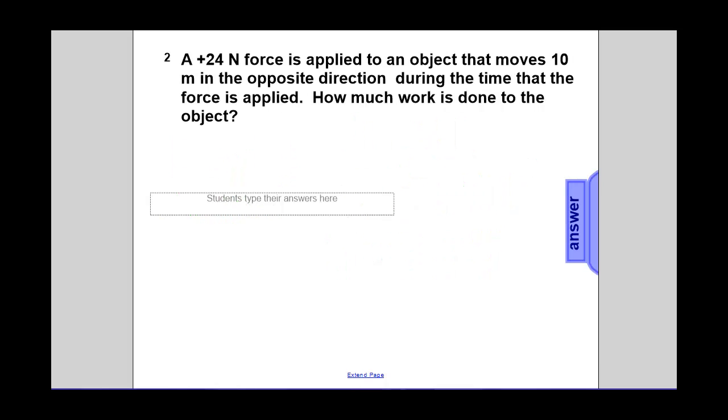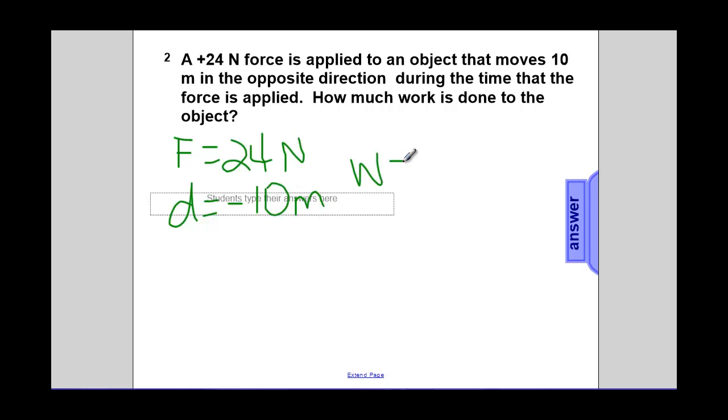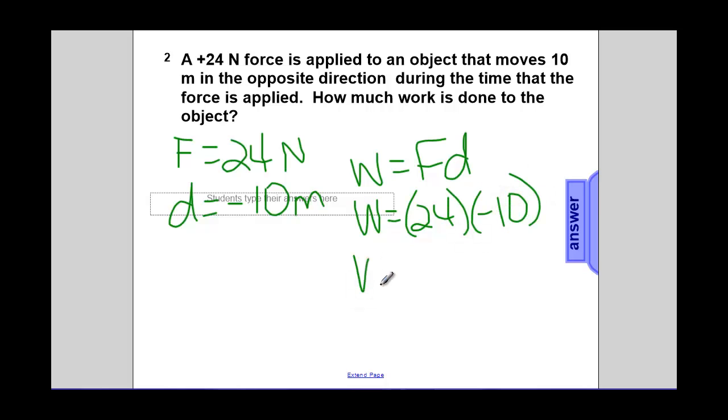So now next we've got, again, a 24 Newton force, but this time it's saying that the object moves 10 meters in the opposite direction. So we've got our force still equals 24, but now our D equals negative 10 because it's in the opposite direction. So now when we multiply, we are going to get a negative answer because we've got positive 24 times negative 10. So now our work is going to be negative 240 joules.